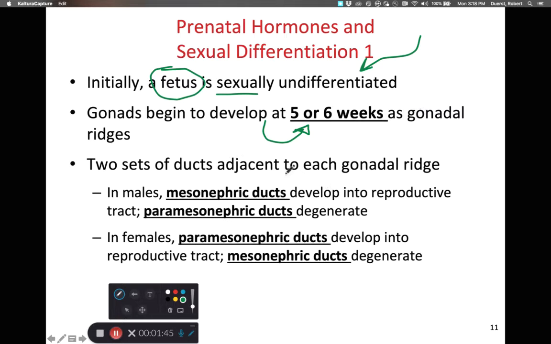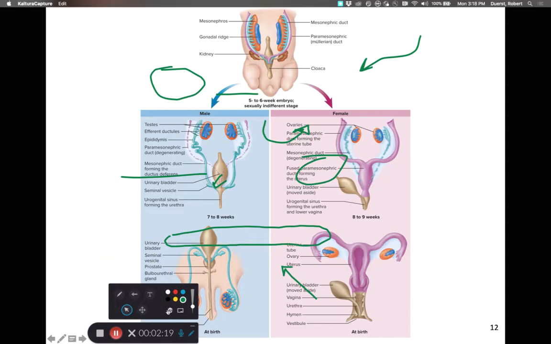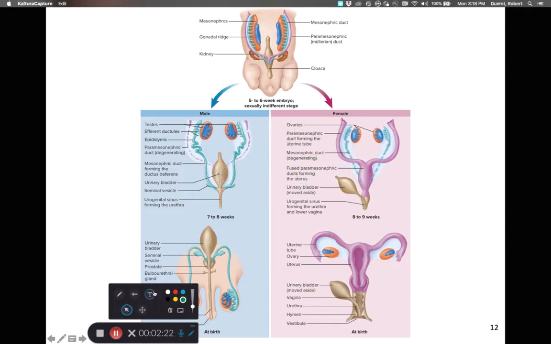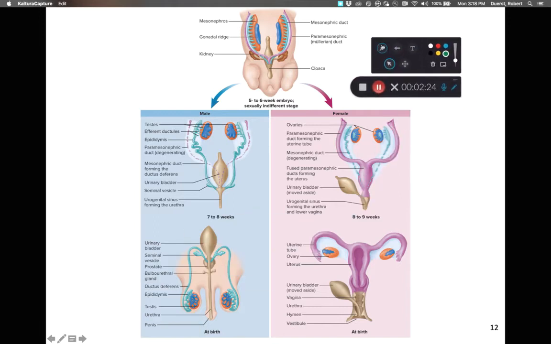And we find that there are 2 sets of ducts adjacent to each gonadal ridge. Within males, we have the mesonephric ducts that ultimately are going to turn into the reproductive tract, and the paramesonephric ducts that are going to degenerate. In females, it's the paramesonephric duct that develops into the reproductive tract, and the mesonephric degenerates. So males develop the mesonephric ducts, females develop the paramesonephric ducts. And let's look at a picture just to make this a little bit clearer.